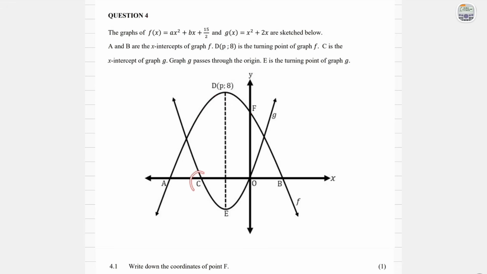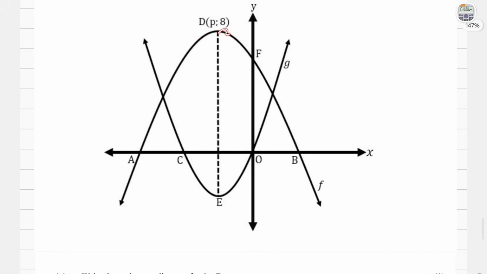C is the x-intercept of the graph of g, and the graph of g passes through the origin as well. So that is an x and a y-intercept that we have there. E is the turning point of the graph of g. And as you can see, they're vertically in line with each other. So you can tell which coordinate they share, whether that's the x or the y value.